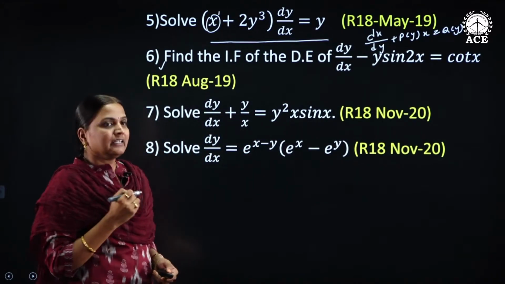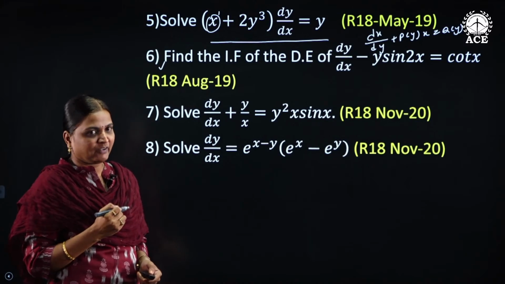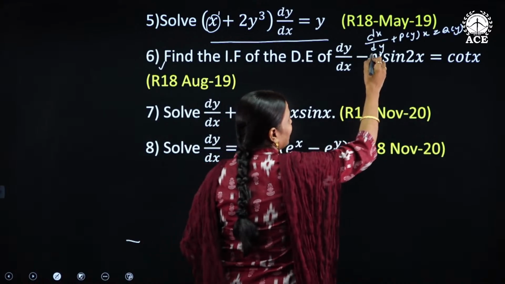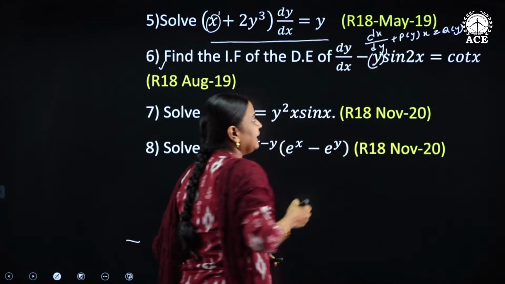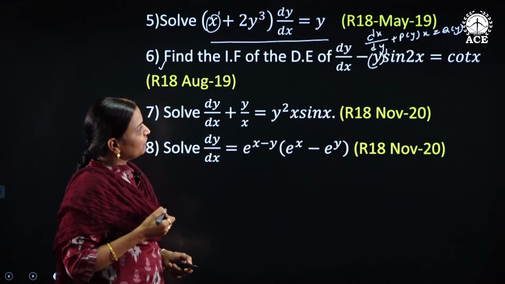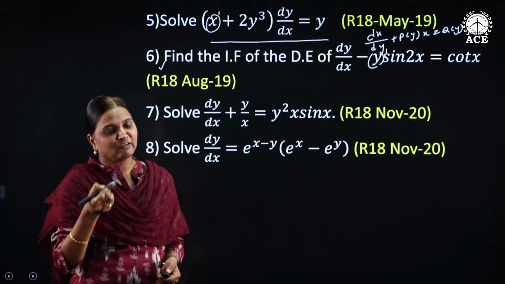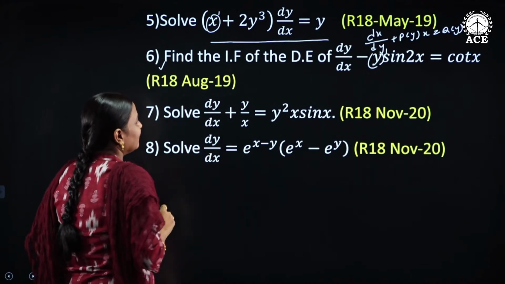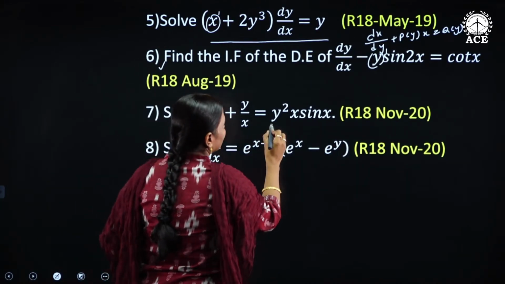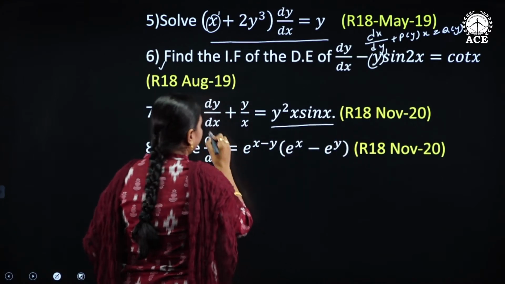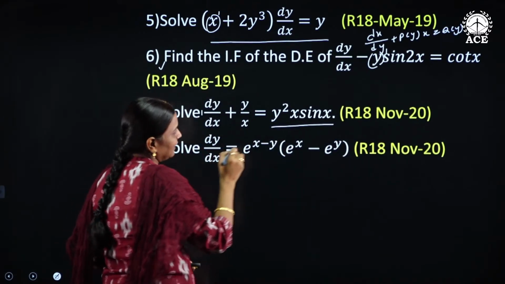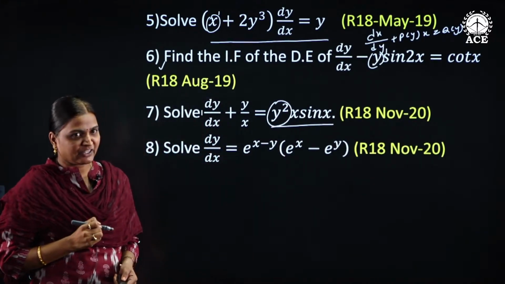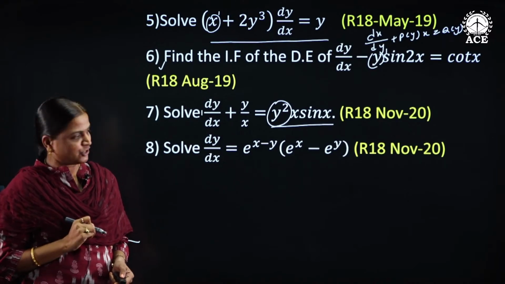So what is the nature of the differential equation? Identify the dependent variable. Here y appears with power 1, so it is linear in y. When the given differential equation is linear in y, then we know the integrating factor. Next question, dy by dx plus y by x is equal to y square into x sin x. Here the dy by dx coefficient is 1, but on the RHS we have powers of y. Therefore this differential equation is Bernoulli's equation.